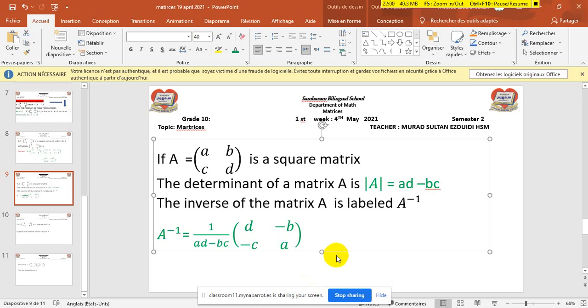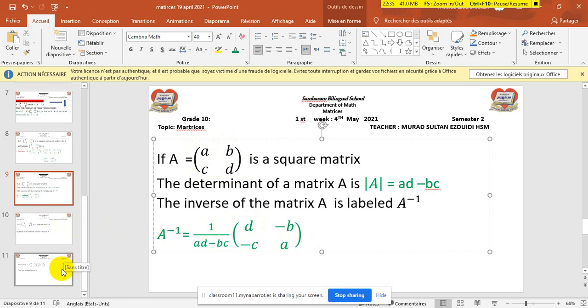Now I will give you an example. So this is how to do it. If the question is about the inverse of a matrix, you will just use this one, what is written in red. A negative 1 is 1 divided by AD minus BC, multiplied by the matrix where D comes here and A comes in the place of D. Then put a negative sign in front of B and C. Clear? Let's practice this.